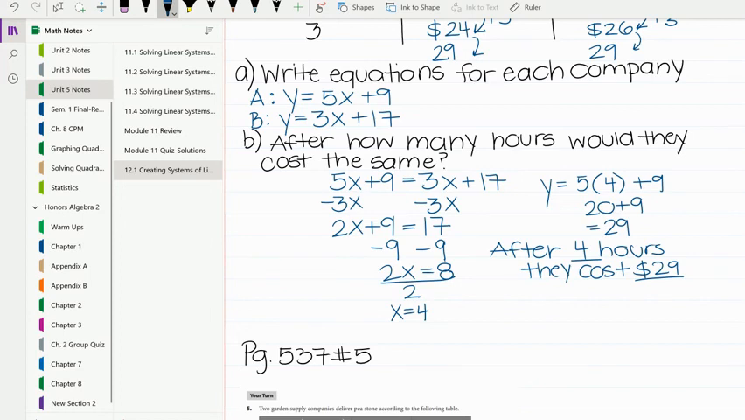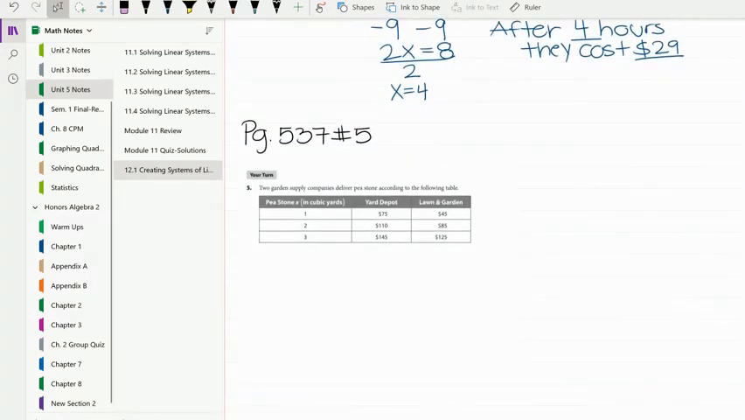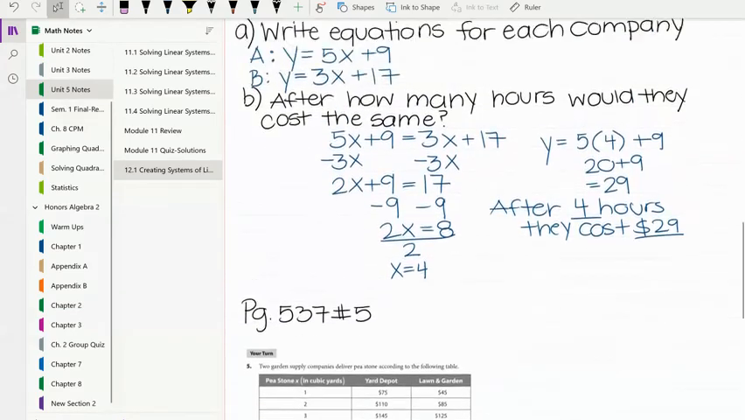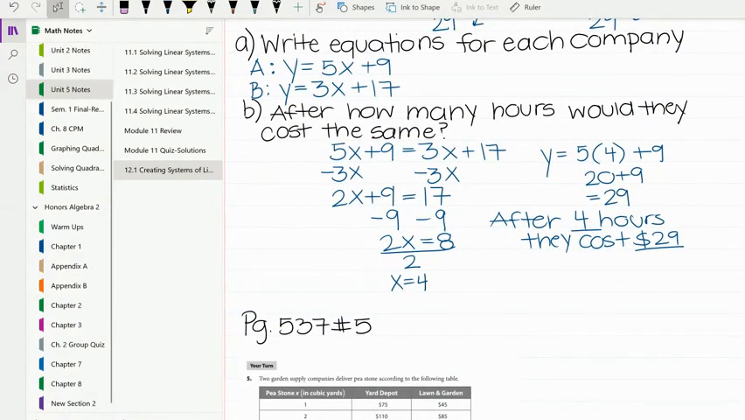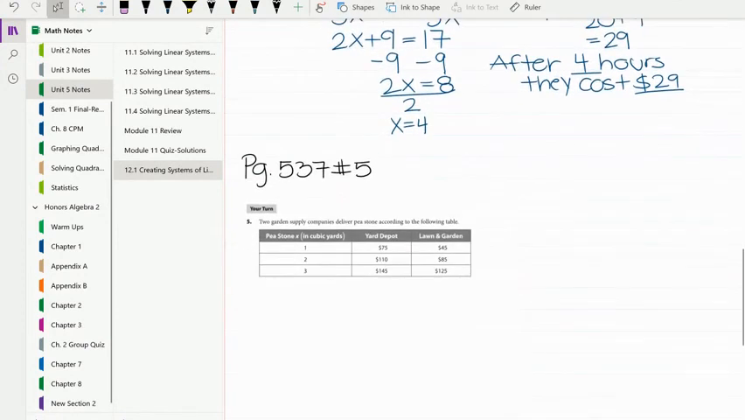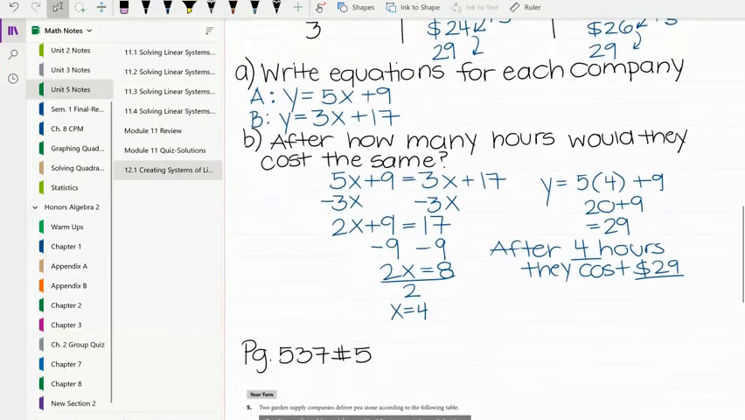And then again, we have one more example, which is on page 537, number 5. It's very similar to this one, and we will be doing it in class, or we already have if you've already been to class. So I'm going to skip that as well, but that is section 12.1.